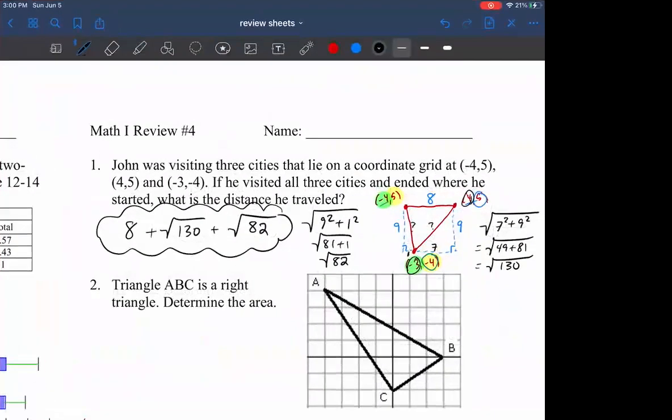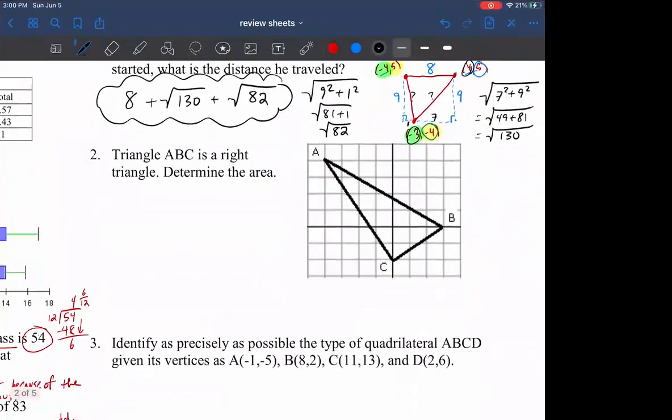Okay, moving on to number 2. Triangle ABC is a right triangle. Determine the area. So if it's a right triangle, which angle do you think is the right angle? Hopefully you can look and tell this is the right angle right here.